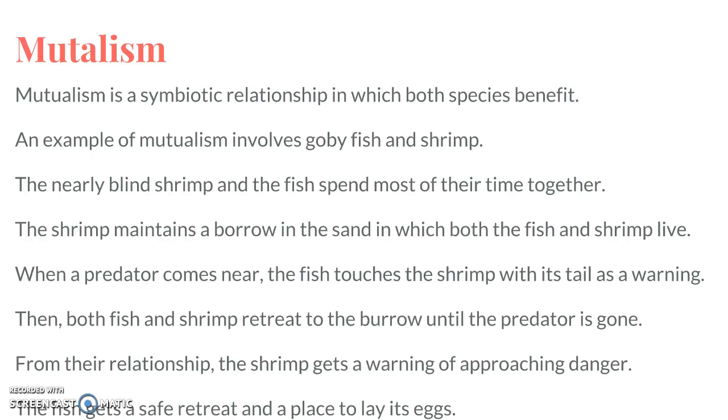When a predator comes near, the fish will touch the shrimp with its tail as a warning. Then both fish and the shrimp will retreat to the burrow until the predator is gone. From their relationship, the shrimp gets a warning of approaching danger, and the fish gets a safe retreat and a place to lay its eggs. This is an example of mutualism. Both organisms are benefiting while living together.